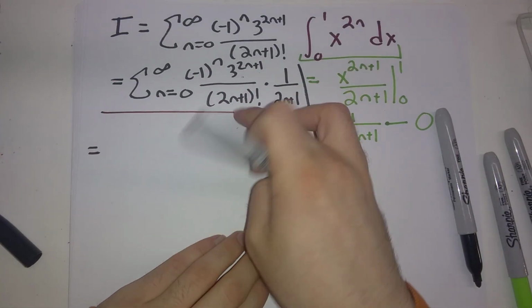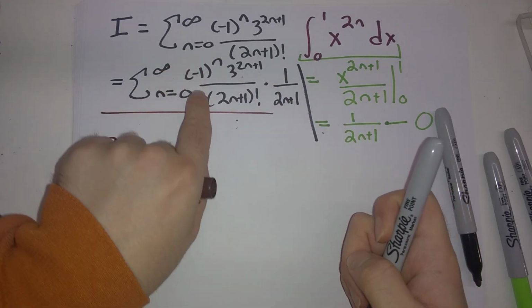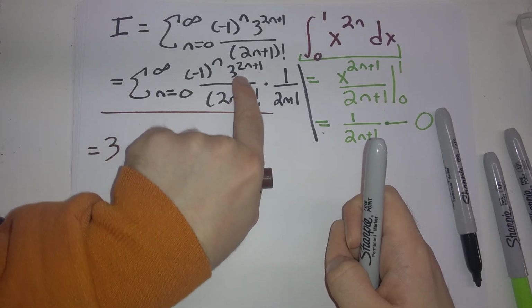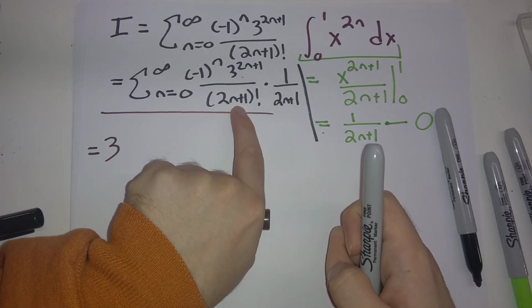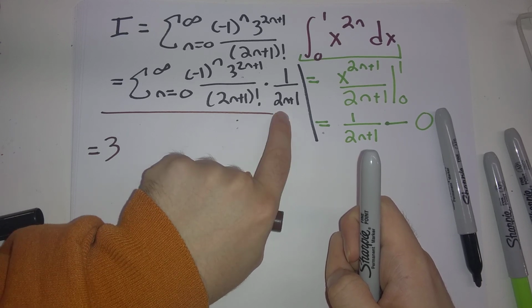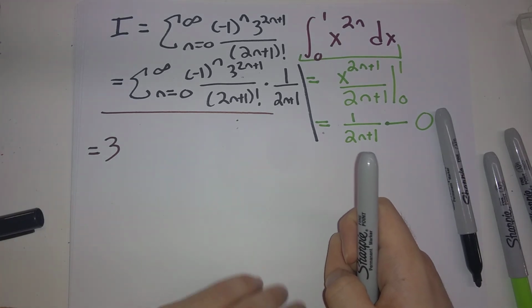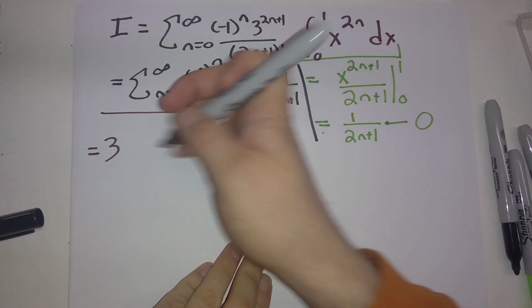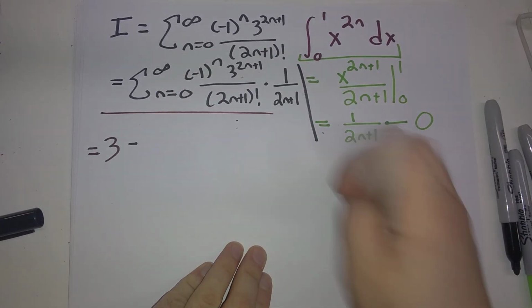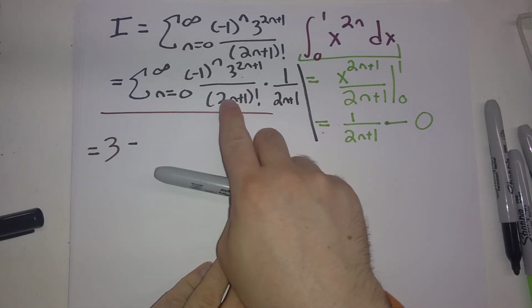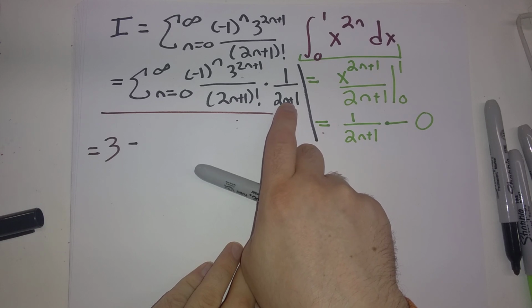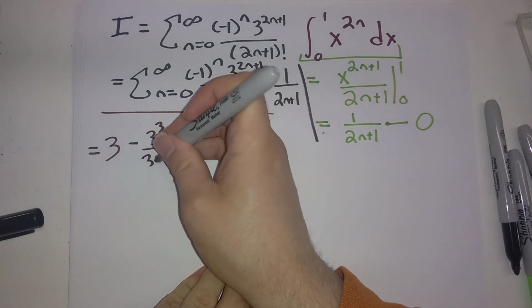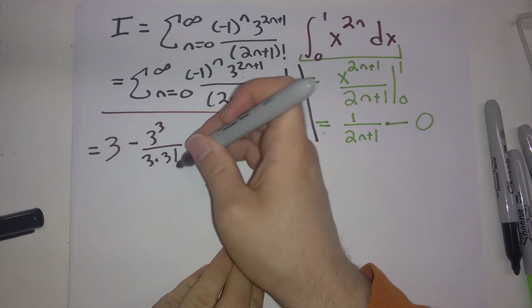So when n is equal to 0, we end up with 3. Minus 1 to the 0 is just 1. 3 to the 2 times 0 plus 1 is just 3 to the 1. 2 times 0 plus 1, that's 1 factorial, and then divide by 1. So this just ends up as 3. When n is equal to 1, minus 1 to the n is minus 1, so I have a minus sign. 2n plus 1, when n is 1, will be 3. So I have 3 cubed divided by 3 down here times 3 factorial.